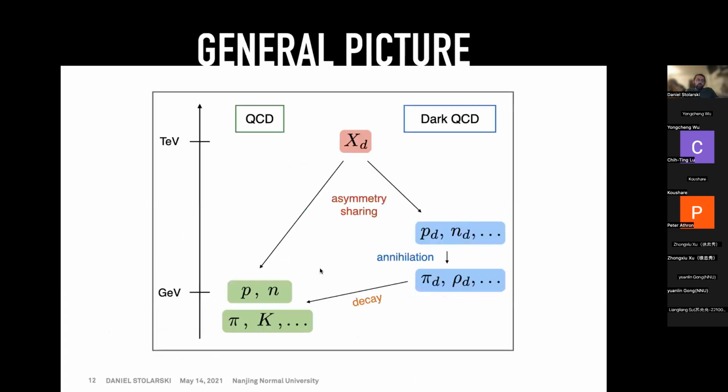All right, so let me summarize the general picture. We have the standard model sector, or the QCD sector, and then we have the dark sector. The vertical axis is mass or energy, so the dark sector is a little bit heavier, but not a lot heavier. You have this mediator, so it decays and it sends asymmetries to both sides. You have the dark baryons, which are stable, but they can annihilate, and so the symmetric component will annihilate away. You also have the dark mesons, which will decay back to standard model stuff.